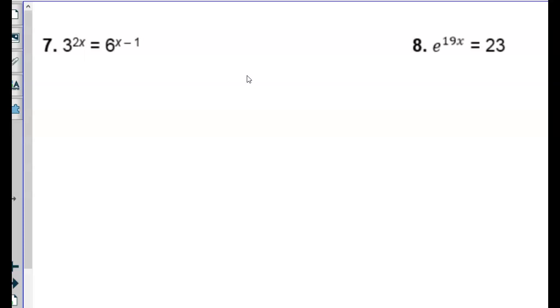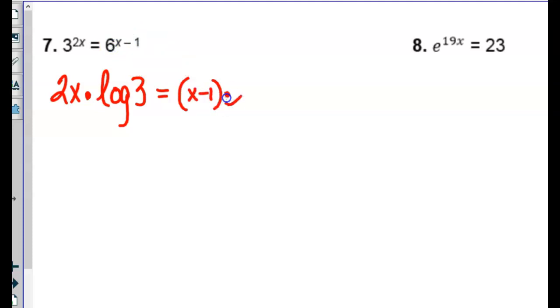Number 7, my first thought was, oh, we can rewrite these, but is that going to work? No, because 6 is not a power of 3, right? So we do have to take the log of both sides. Anybody care which one we do? Should we do log just to be different? Move that out front, and then we'd have times the log of 3 equals, over here, if we move that exponent out front, it is a quantity that we're multiplying by, and the log of 6.